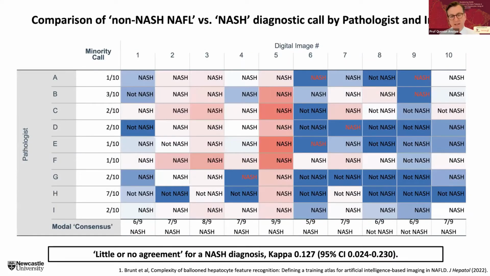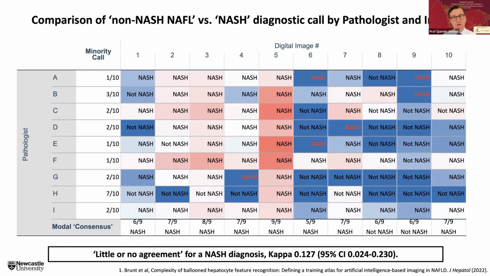We went on from that to consider whether the presence or absence of ballooning was truly the shibboleth, the indicator, if you like, of whether the pathologist considered a biopsy to be NASH or non-NASH. And here what I'm showing you is a heat map that demonstrates very nicely the more red a box is, the more balloon cells a particular pathologist considered on an image.